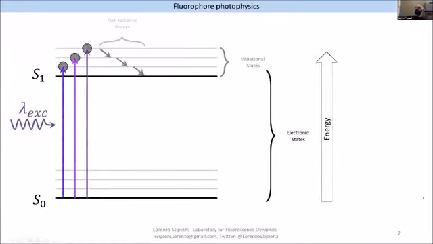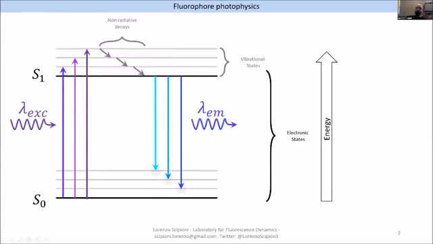Starting from the basics, a fluorophore can be approximated to a two-stage system where you have two electronic states, S0 and S1, S1 being the excited state, S0 being the ground state. Upon absorption of a photon of a certain wavelength, the system can transition to one of these vibrational states of the excited state, and then relax in a series of non-radiative decays. So each one of these transitions will not result in an emission of a photon.